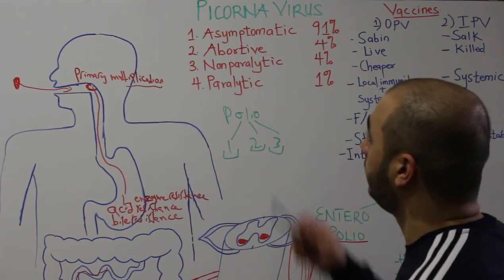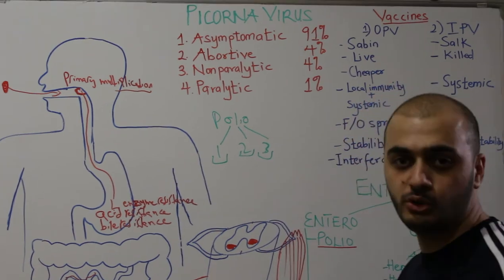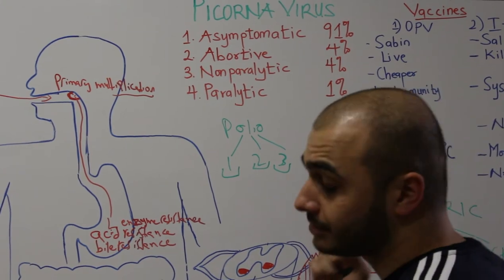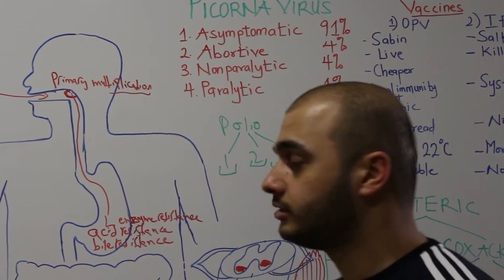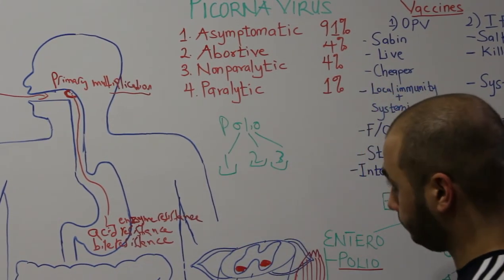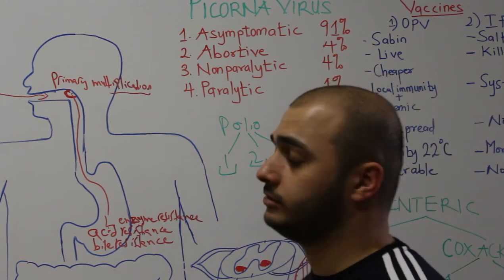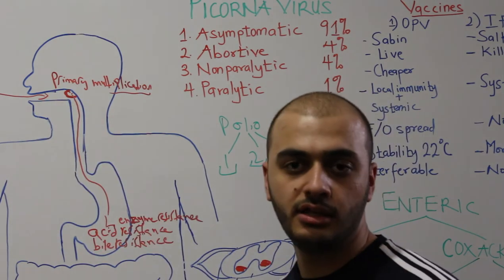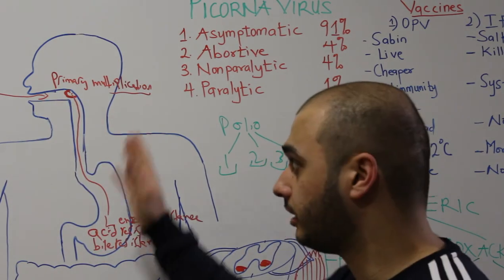So actually we have 4 stages of polio disease. The first stage is asymptomatic, and it's the most common stage. In this stage there will be no symptoms, and the virus will replicate in the tonsils, and that's it. It may stop up to this.